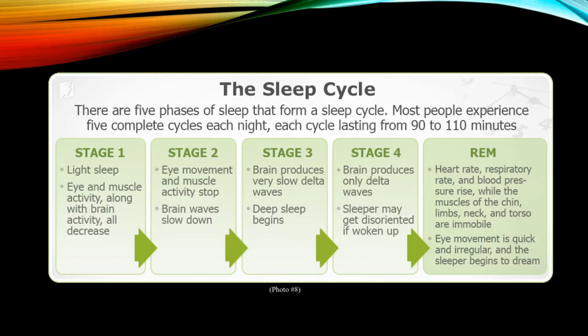In the 5th stage of the sleep cycle, which is REM, also known as rapid eye movement, is where we see heart, respiratory rate, and blood pressure rising, while muscles of the chin, limbs, neck, and torso are all immobile. Even though your eyes are closed when you are asleep, your eye movement is very quick in this stage and irregular. This is where the sleeper begins to enter the dreaming state. This whole cycle will be repeated around 4 to 5 times every single night. Throughout the night, each stage of REM, or stage 5, will increase, while the other stages will decrease in time.